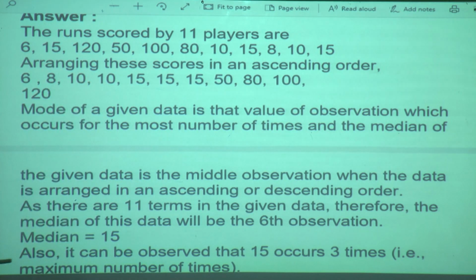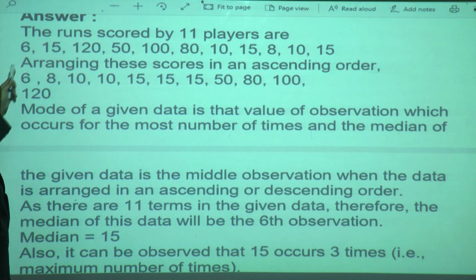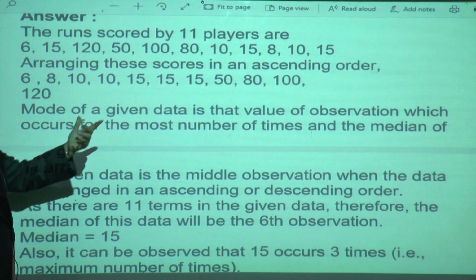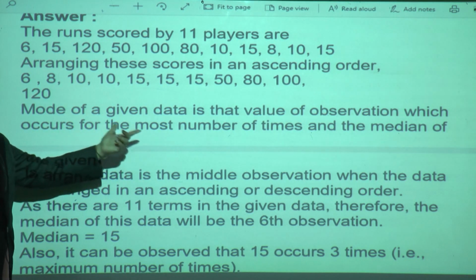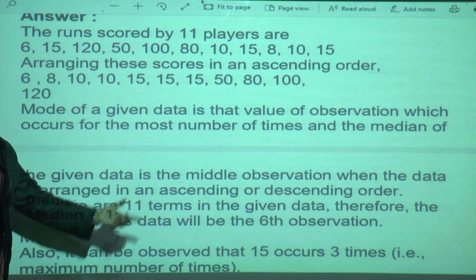What is the lowest run? It is 6, one player who scored 6 runs, and one player who scored 120 runs. That is the lowest and the highest run. How many players? It is already given in the question that scores of 11 players are given to us. Then the mode of given data is the value of the observation which occurs the most number of times, and the median of given data is the middle observation.